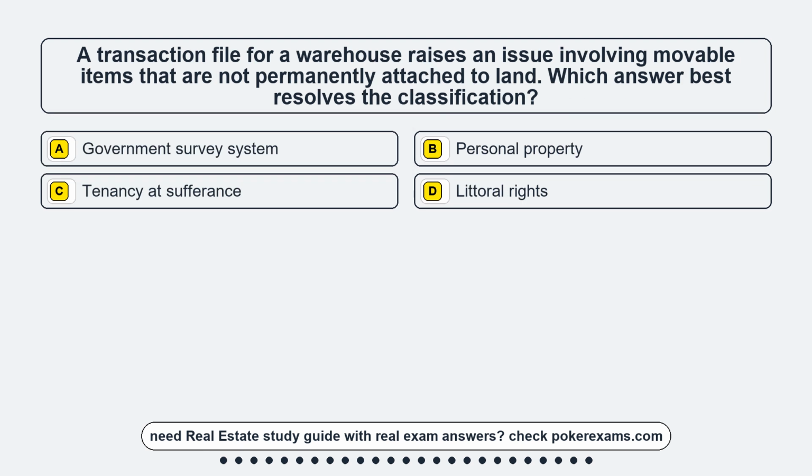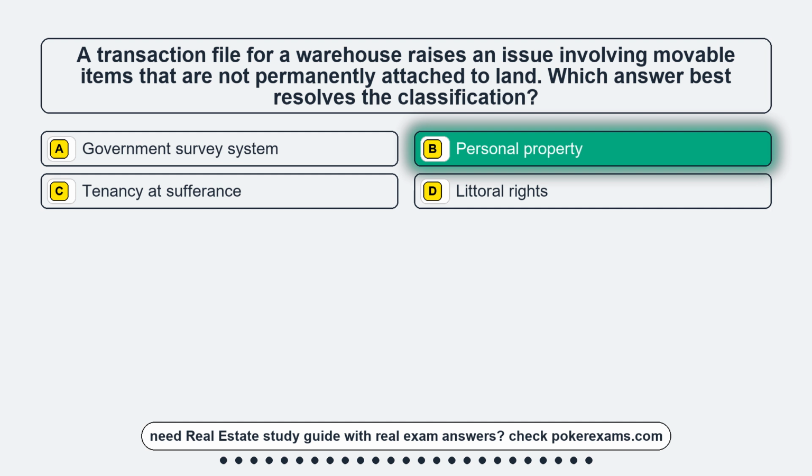Question 3. A transaction file for a warehouse raises an issue involving movable items that are not permanently attached to land. Which answer best resolves the classification? Option A. Government survey system. Option B. Personal property. Option C. Tenancy at sufferance. Option D. Literal rights. The correct answer is option B.